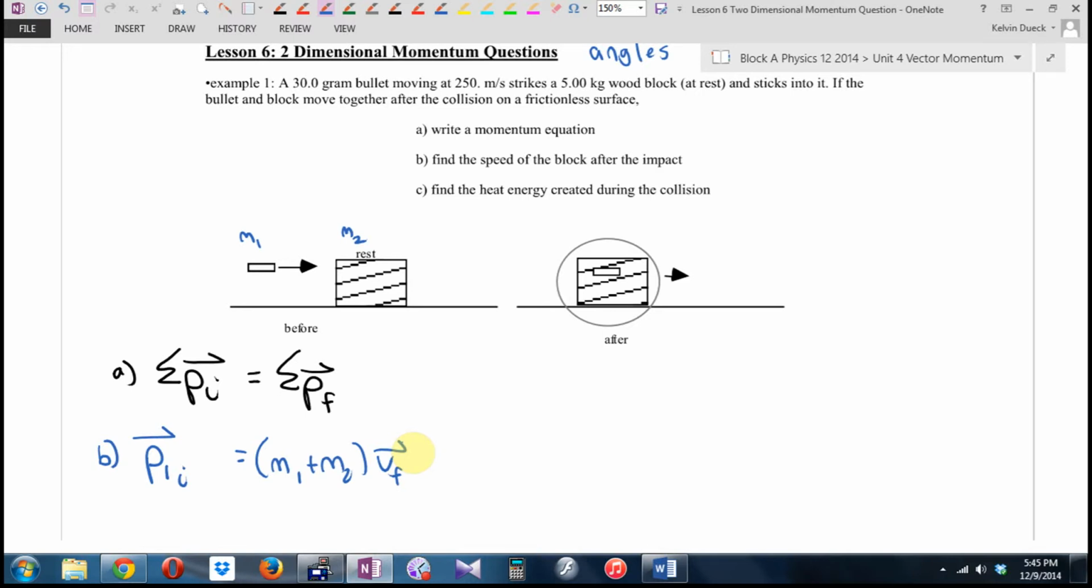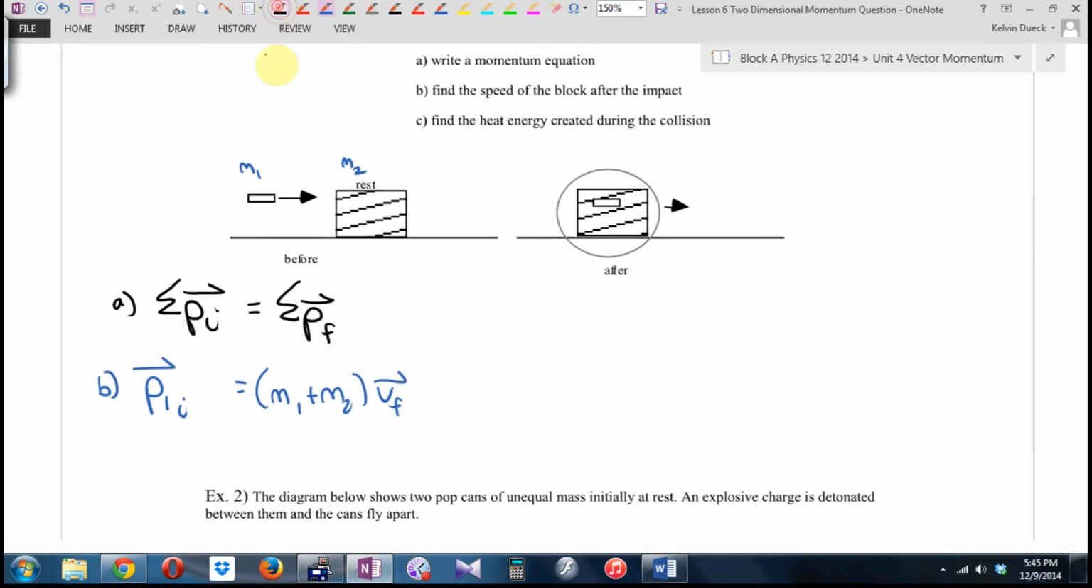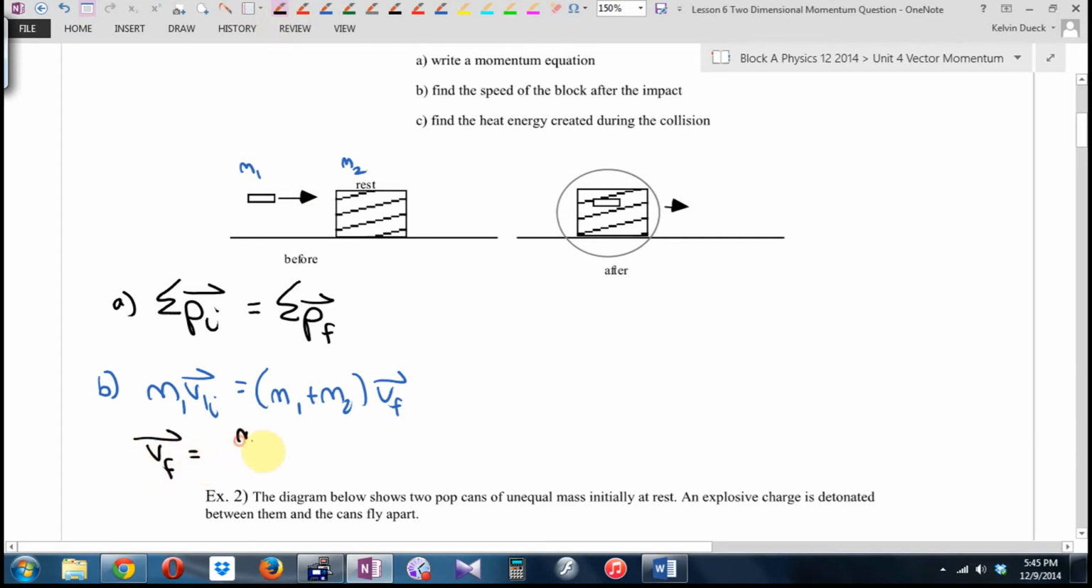What are they asking me to find? The speed of the block after the impact. I already broke this down into mass 1 plus mass 2 V final, so in the interests of saving room, I'll make this M1 V1 initial. That probably screwed up your notes, but we can get it on the next line. How would I get the V final by itself? Divide. V final is equal to M1 V1 initial divided by the mass of both of them stuck together.